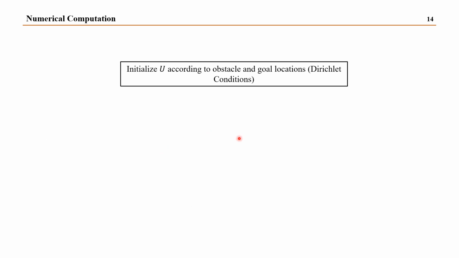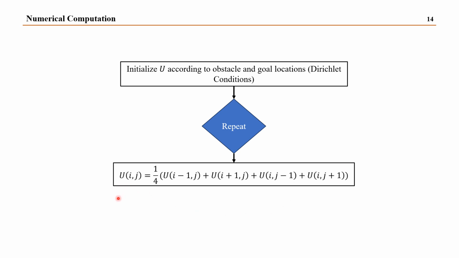So all of this just leads to a numerical algorithm to compute U on a certain map. So first we initialize U according to the obstacle and goal locations by setting the Dirichlet conditions. That is, we just set it to a certain high value, let's say 100 or 1, whatever, at the obstacle boundaries, and just a low value at the goal and a medium value at the interior. Then we just repeat. We just compute the update equation. So at each iteration, we just use this numerical update equation: u_ij is equal to 1 over 4 of the sum of the 4 neighbors.